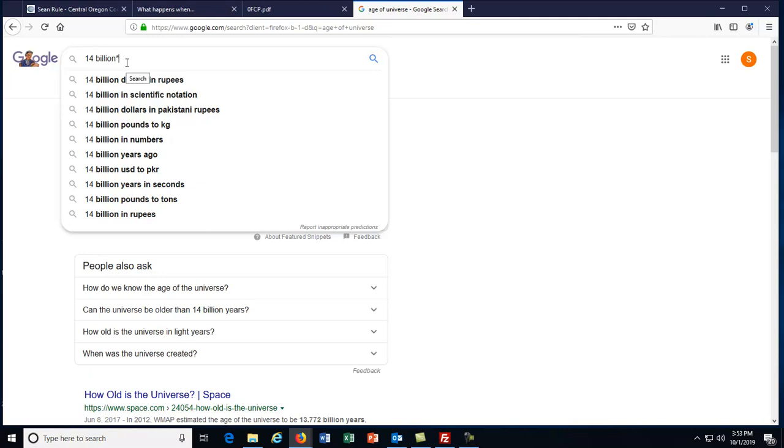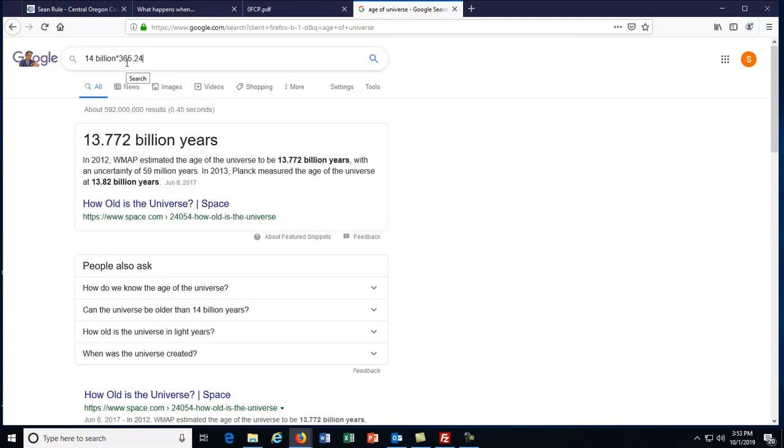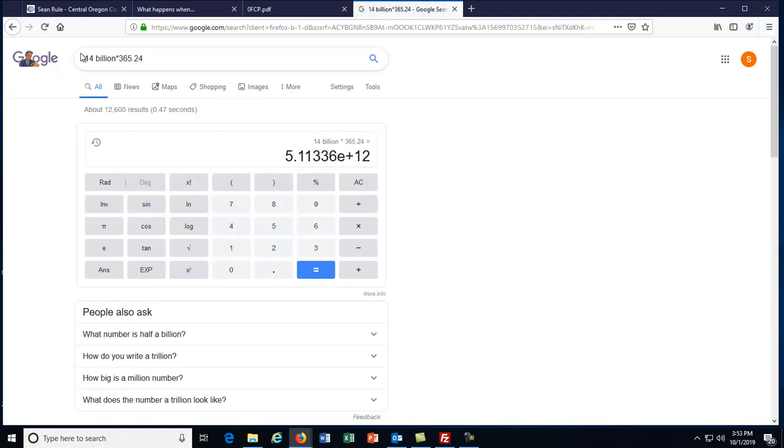Times 365.24. And then that converts it into days for us. So that's how many days 14 billion years is. About 5 trillion. So the 5 is your operating number, and then this tells you how many zeros or how many places to move. So 10 to the 12th is trillion.